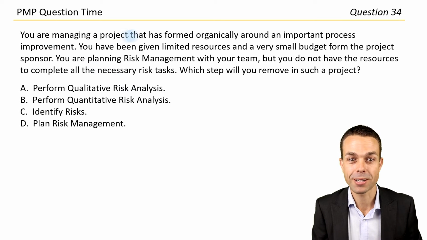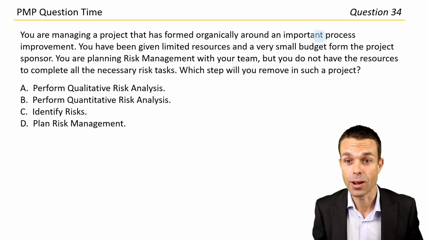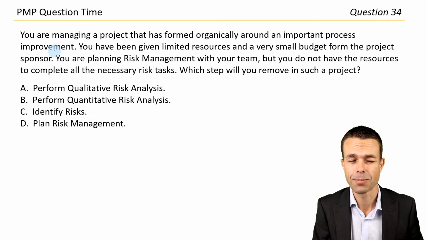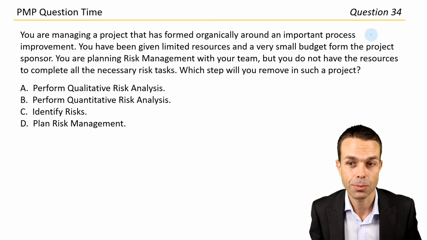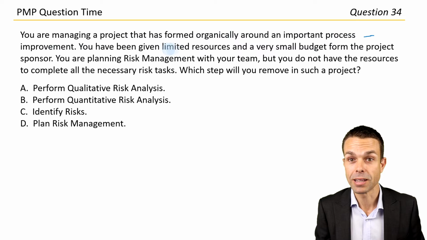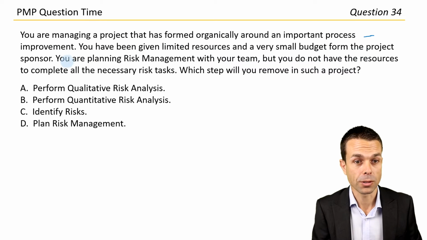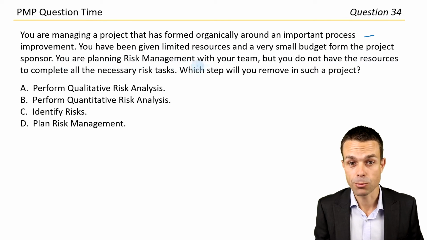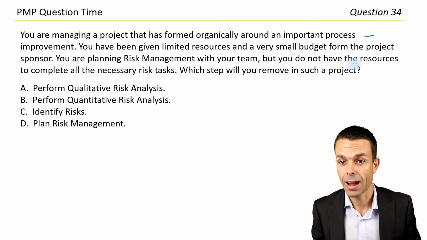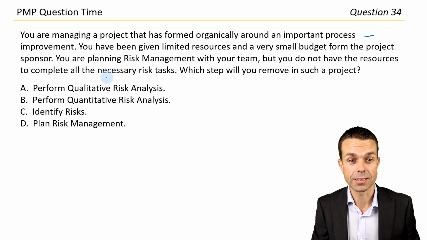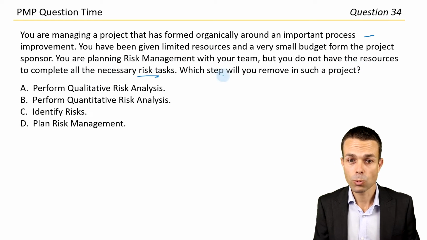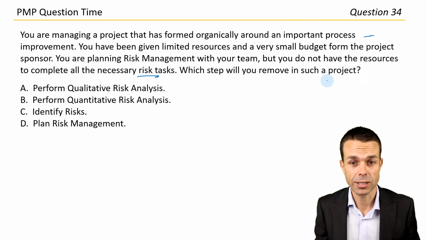You're managing a project that has formed organically around an important process improvement. Okay, so a small project perhaps. You have been given limited resources and a very small budget from the project sponsor. You're planning risk management with your team, but you do not have the resources to complete all the necessary risk tasks. Which step will you remove in such a project?